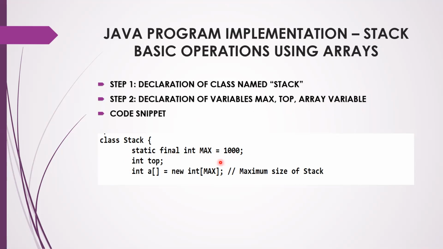So max is static because it is going to be the same throughout the program. So static final int max. When you give static final, it is robust and rigid, that the maximum value is 1000. Apart from 1000 elements, you can't insert anything inside the array. So it is fixed, hard fixed. And you have to declare the int top variable, since this is a stack program.